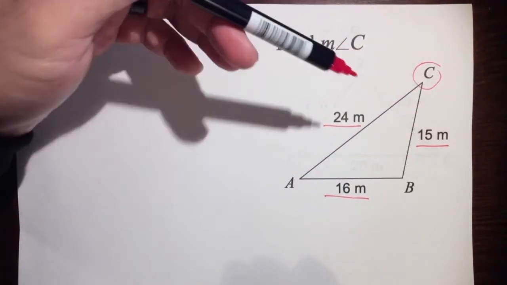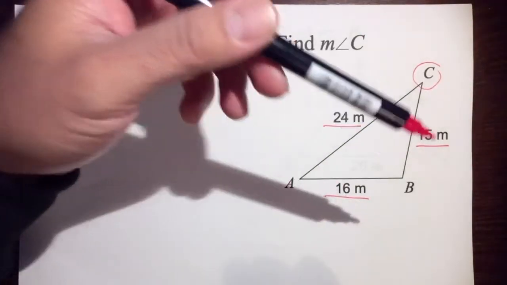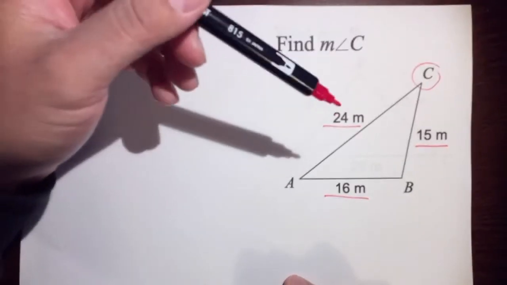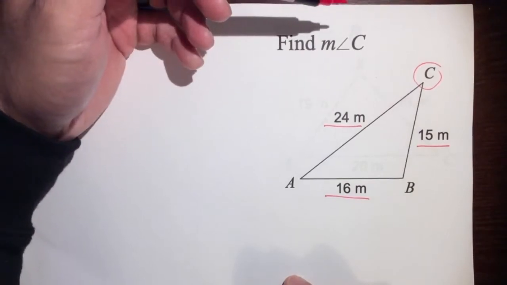So again, we can't use Pythagorean theorem. We can't use sine, cosine, tangent. We can't use 45, 45, 90. We can't use 30, 60, 90. We can't use law of sines because we don't have an angle anywhere.